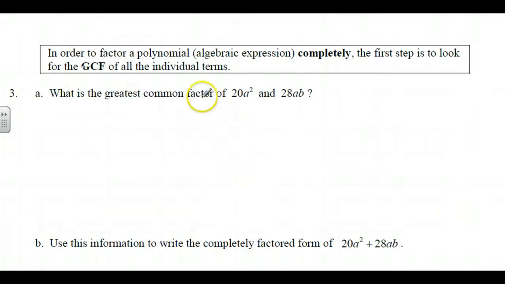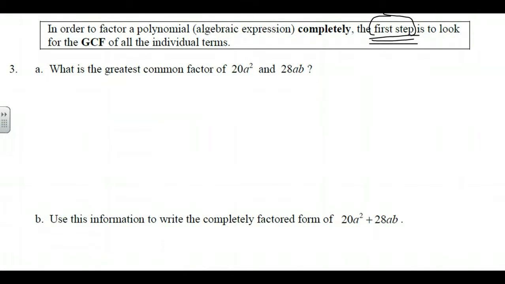In order to factor a polynomial completely, which is an algebraic expression, right? This we call polynomials or algebraic expressions. The first step is to look for the greatest common factor of all the individual terms. And this is really important: no matter what kind of factoring you're doing, the first step is always to look for the greatest common factor of the individual terms. Often say that as common factor first.